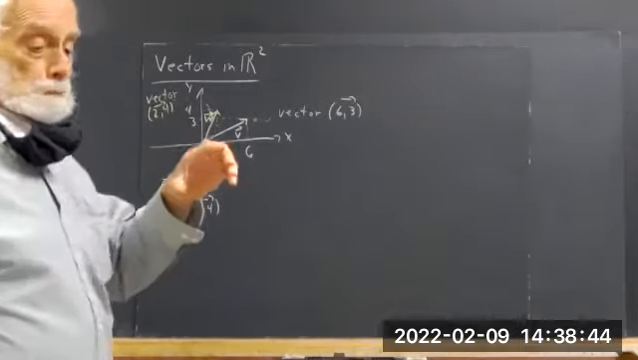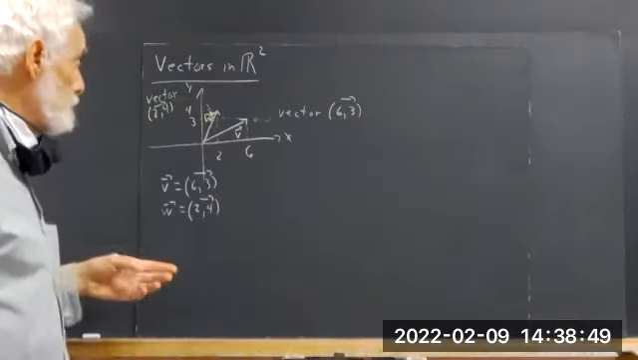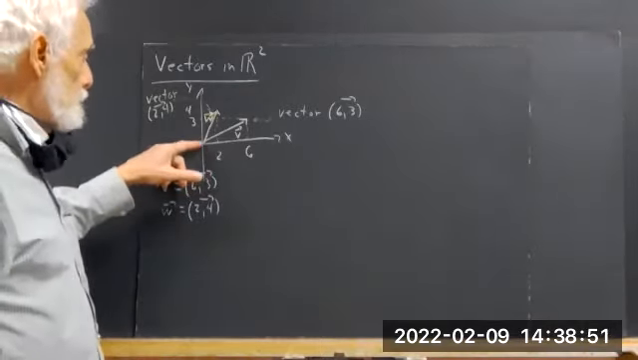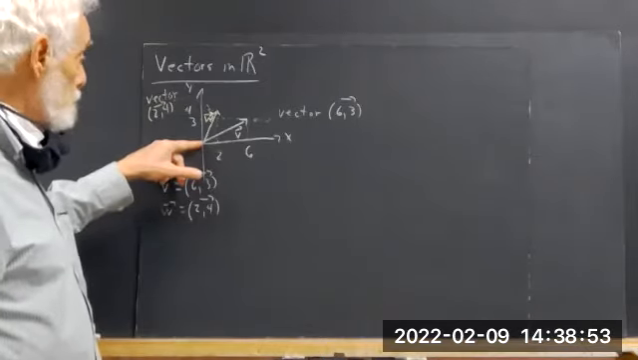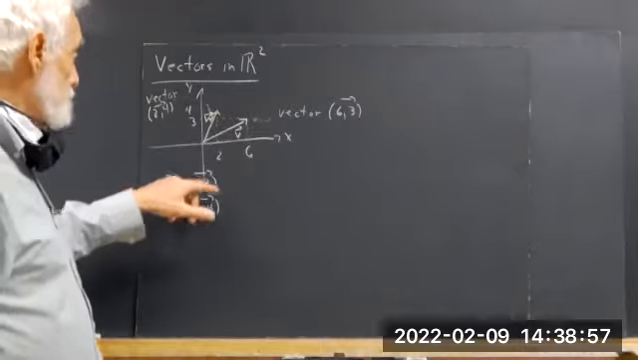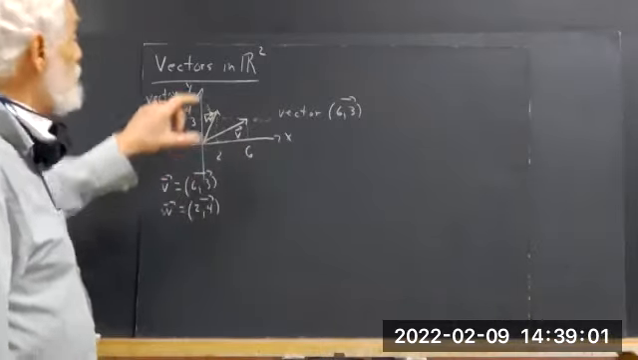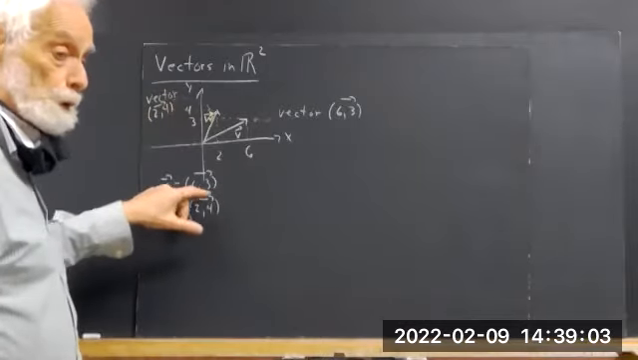A vector in Rn for linear algebra is generally going to be considered to be a vector with its initial point at the origin and its terminal point at, in this case, 6, 3, in this case, 2, 4, at the coordinate point corresponding to the ordered pair.